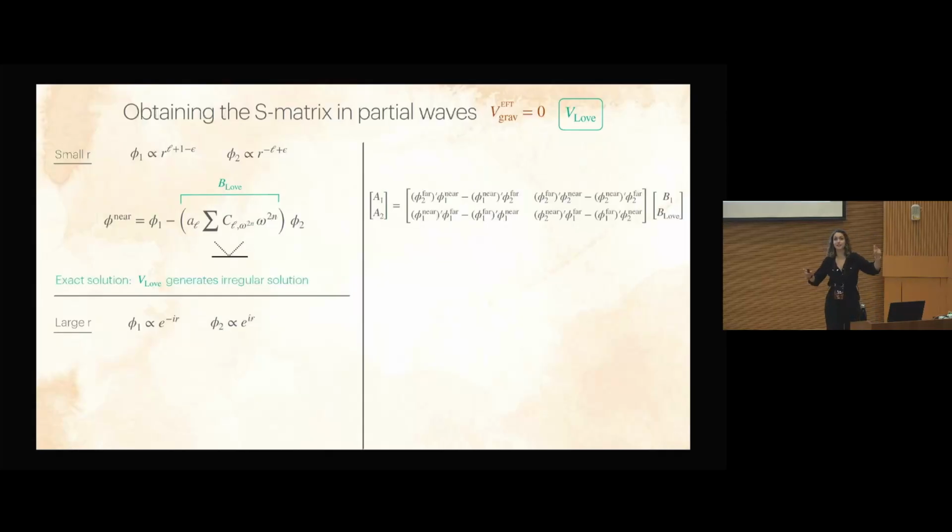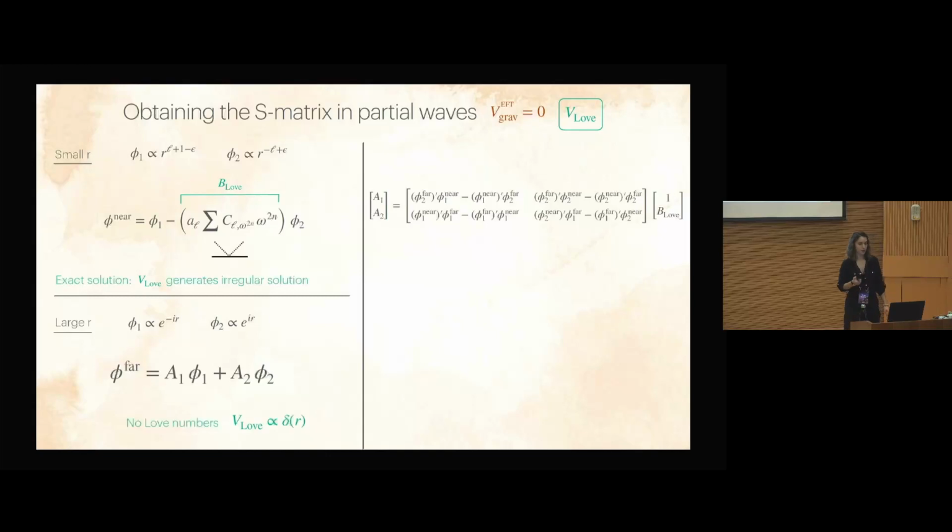What I did is set the boundary condition, throw it away, turn on V_LOV, and this turns on again the irregular solution. And this gives me a direct relation between this coefficient of the irregular solution and the Love numbers that were entering my worldline action, which looks something like this, where A_L is some normalization.